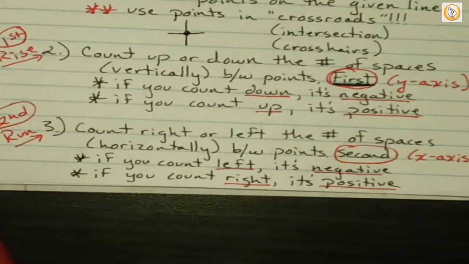So before we move on, I got to make sure you understand that information. Not why you do it, but just that you understand that you count up and down first. Down is negative, up is positive. Then after you've done that, then you count left and right. Left is negative, right is positive.